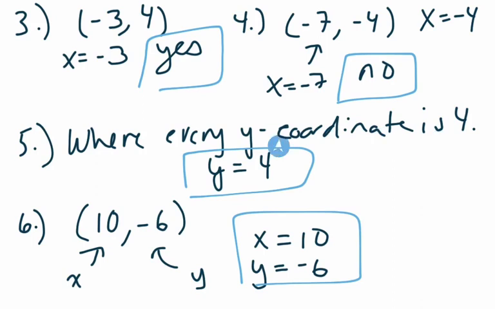Write the equation of a line where every y coordinate is 4. You would just simply say y is equal to 4, and you don't specify what the x has to be. And then number 6 actually works backwards from the first ones, where you're given the point where the lines intersect, and then asked to go back and write the equation. The x coordinate here is 10, so the vertical line that's going to go through that is x is equal to 10, and the y coordinate is equal to -6. So the horizontal line that's going to go through that point is y is equal to -6.